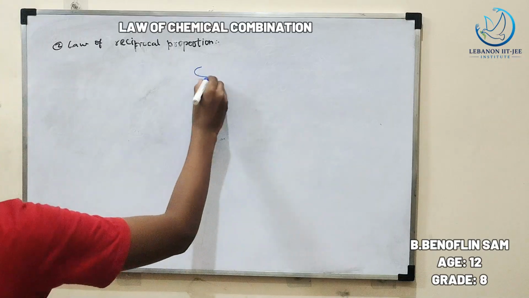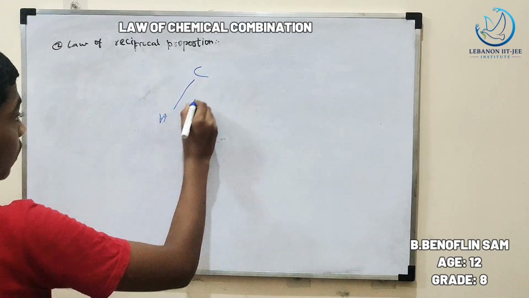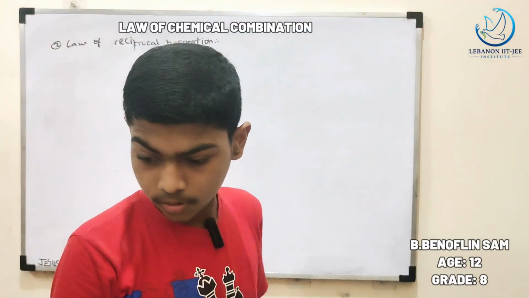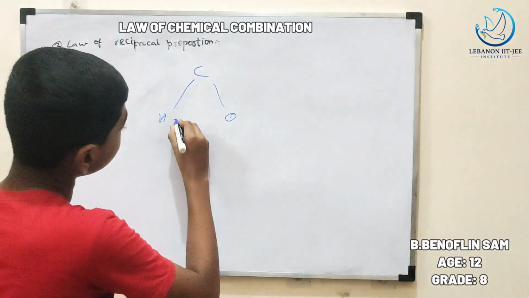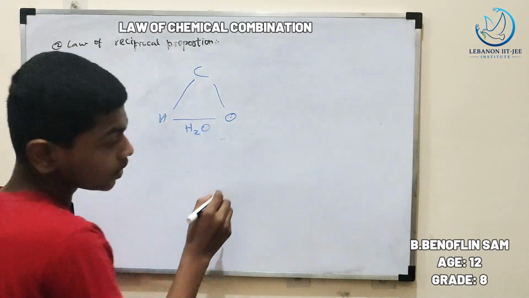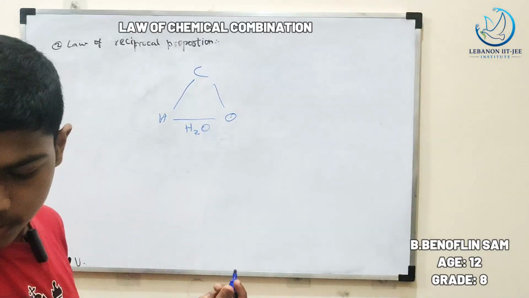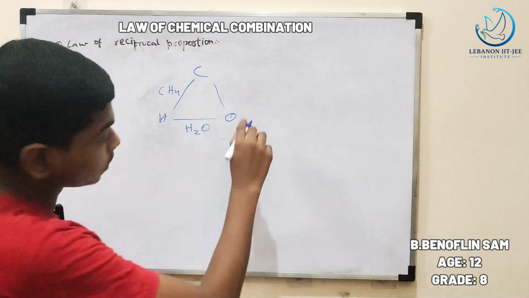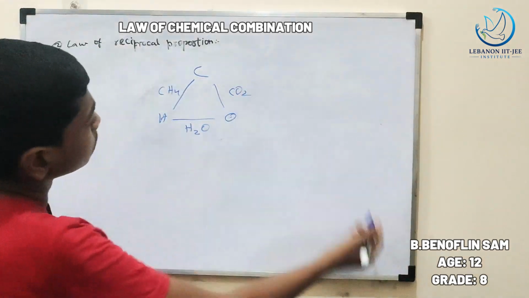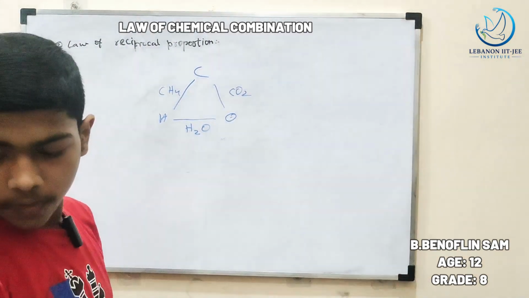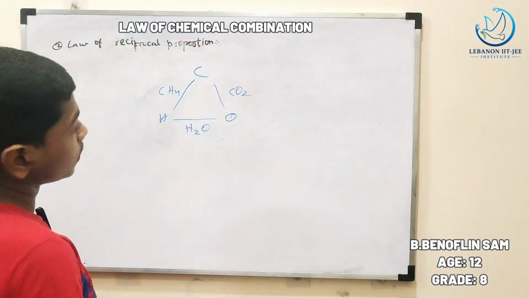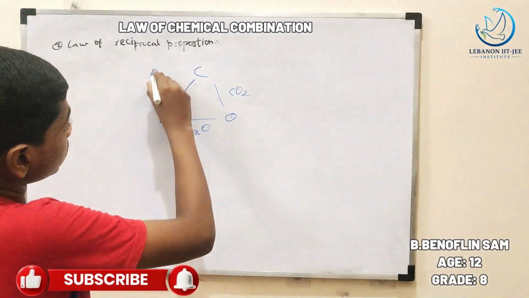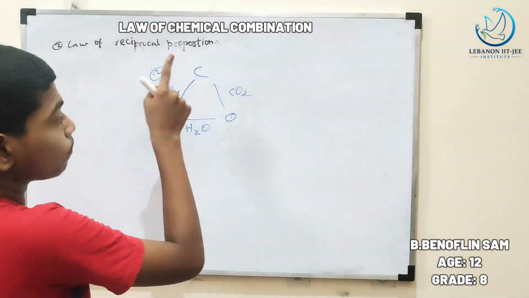So we can take C and H with O, which will be H2O. I'm just telling you. For this we'll take CH4, and for this CO2. So if we do it like this, how much will come? 12. See, this is the reciprocal.